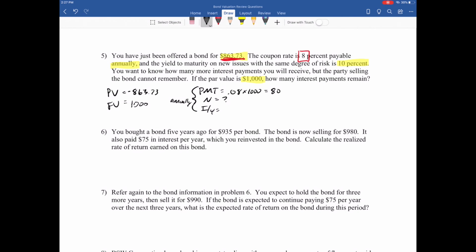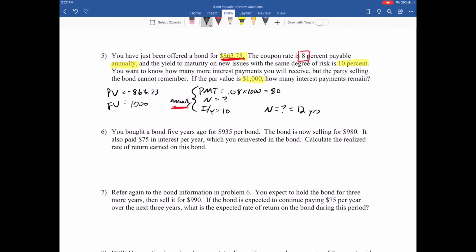We are solving for the number of payments that remain. My I/Y is the discount rate, which in this case is the yield to maturity, which is 10%. So we are solving for the N. When I solve for the N here, I get 12. Whatever my inputs are, it's going to be output in that same unit. So in this case, 12 would be 12 years.